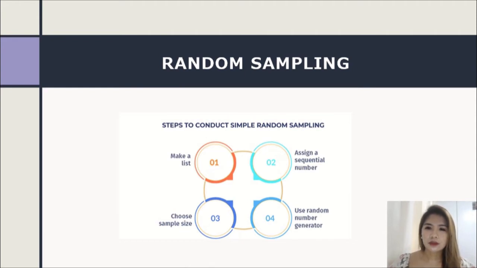Number two, assign a sequential number. You will assign a sequential number to each employee: 1, 2, 3, 4, 5, and so on and so forth. So this is your sampling frame, the data from which you draw your simple random sample.